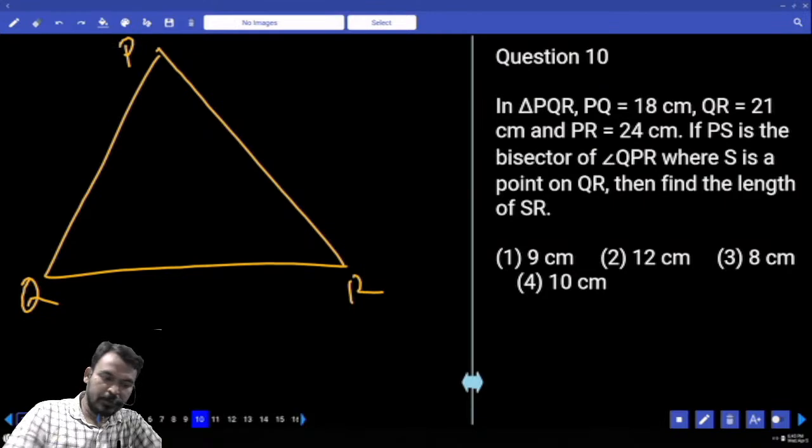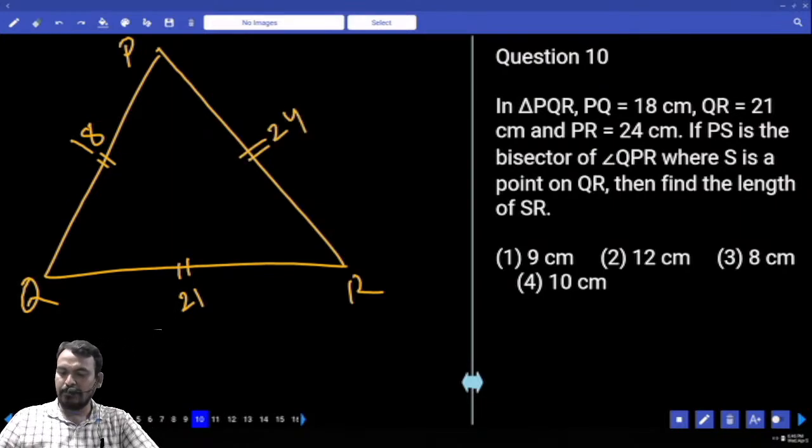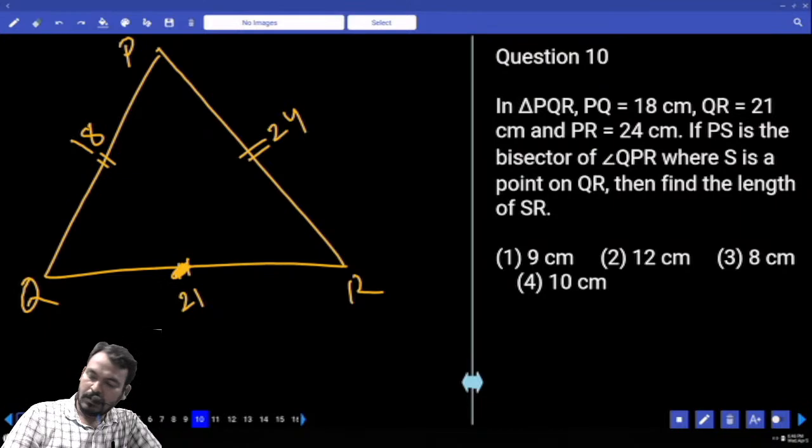PQR. What is the PQ value? 18. What is the QR value? 21. And what is the PR value? 24. And PS is the bisector of which one? Angle QPR, where S is a point on QR. It is not the midpoint, it is an in-between point of Q and R.